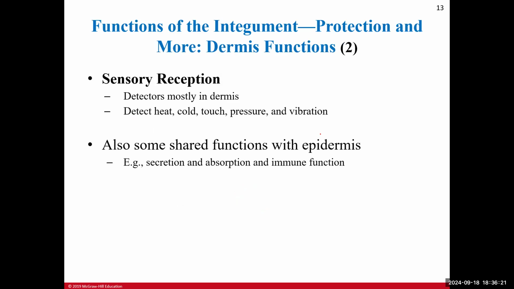All right, then we have sensory reception. Remember I said you have a ton of nervous tissue in your skin. So most of our nervous tissue is going to be in the dermis, and they are sensory related. So things that you can sense like heat, cold, touch, pressure, vibration, pain, you will see specific sensory receptors in your skin designed to monitor those stimuli. And so we'll initiate some sort of response.